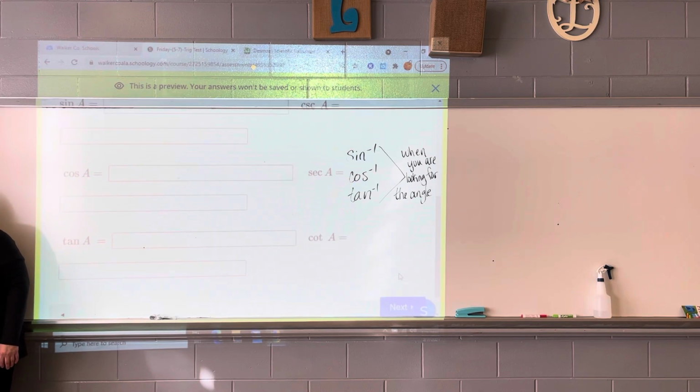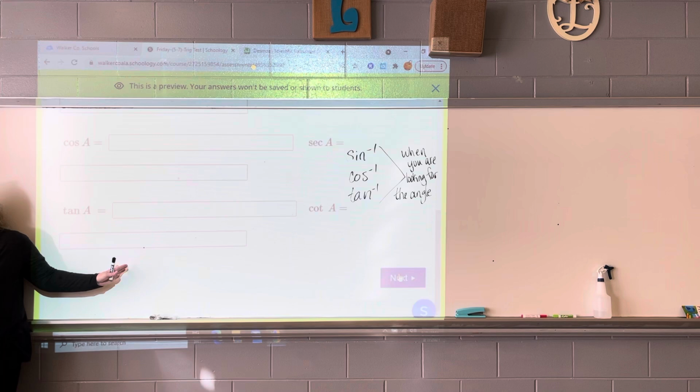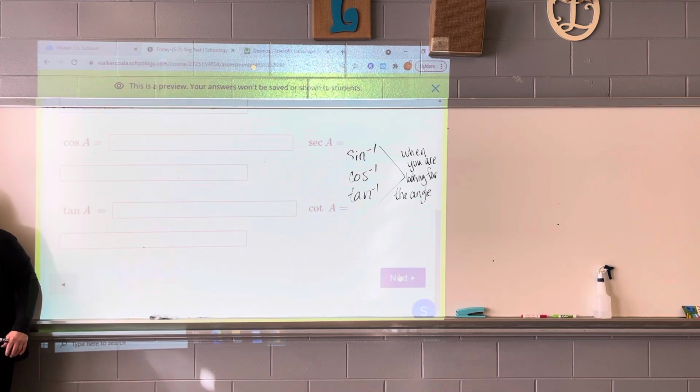So on these, oh, that did not do right. Why did it do that? It's doing that on mine because my screen is smaller, I think. It shouldn't do that on yours. It should have them all in a line.